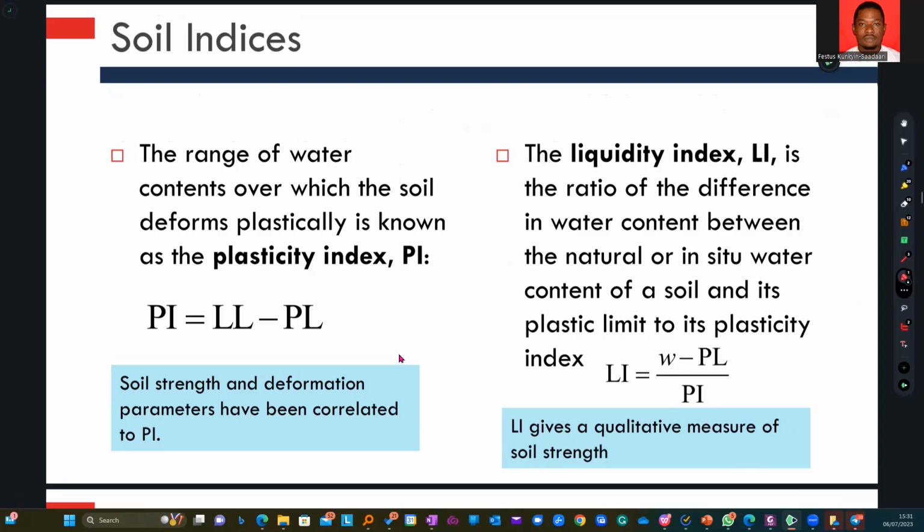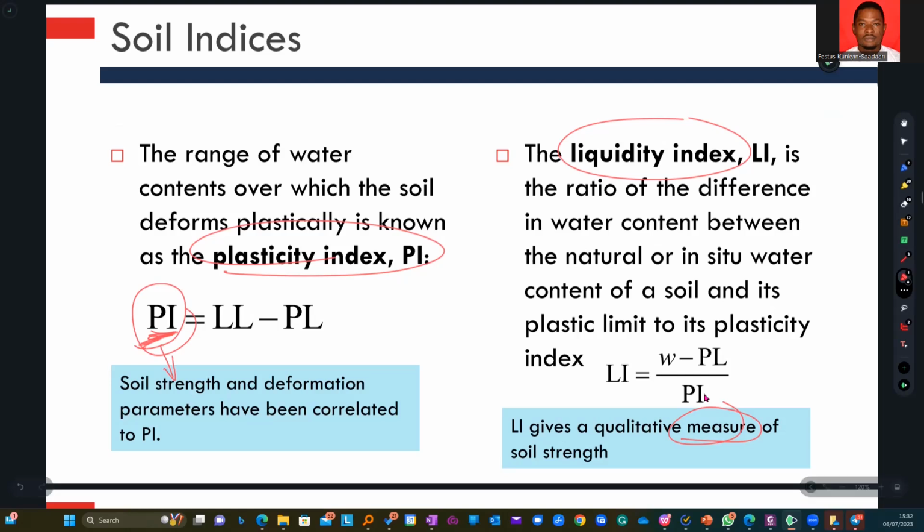And these are the expressions I was talking about. So you have your plasticity index and your liquidity index. These things will be needed. Soil strength and deformation parameters have been correlated to PI. So if you want to know how your soil will deform, or the strength it is going to exhibit in terms of these values, it is usually the plasticity index that we use in showing the strength and deformation behaviors of your soil.